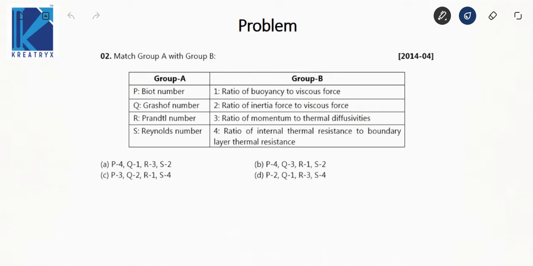Match group A with group B: Biot number, Grashof number, Prandtl number, Reynolds number. Very simple question. You know these numbers already.